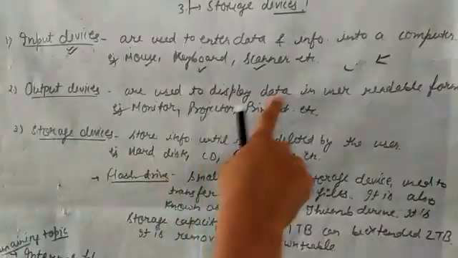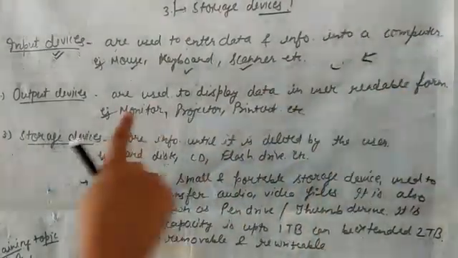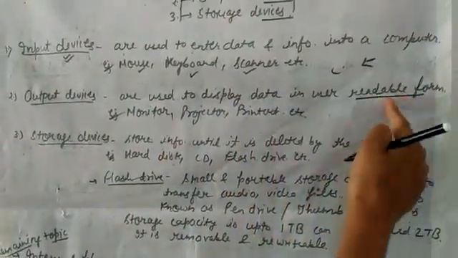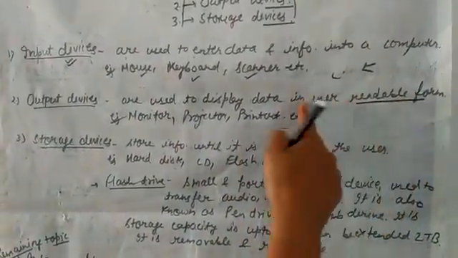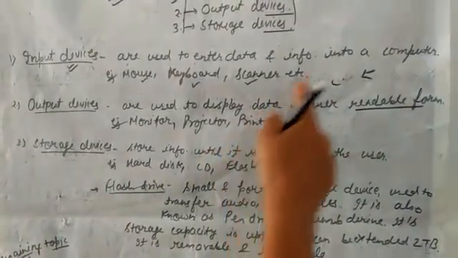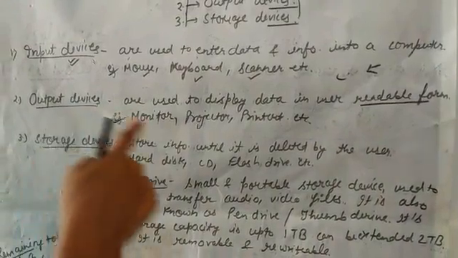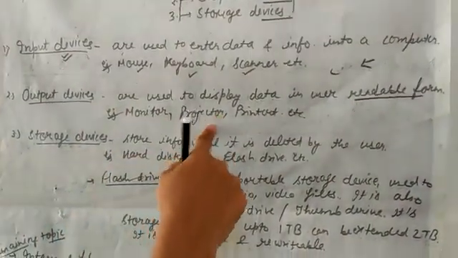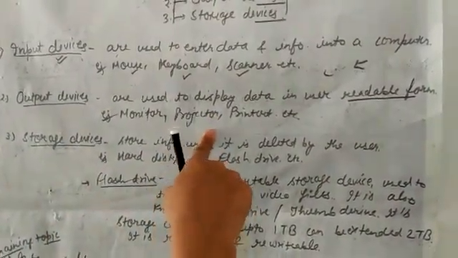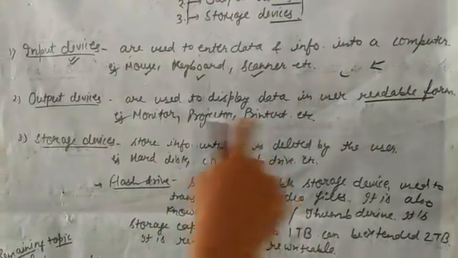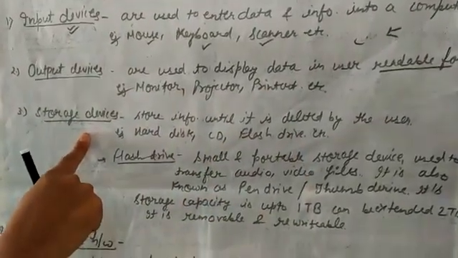Now second one is output devices. Output devices are used to display the data in the user readable form, meaning human understandable language. It is used to convert that incoming code into a human readable language, with the help of output devices like monitor, projector. You also have projectors in your school, and printers.